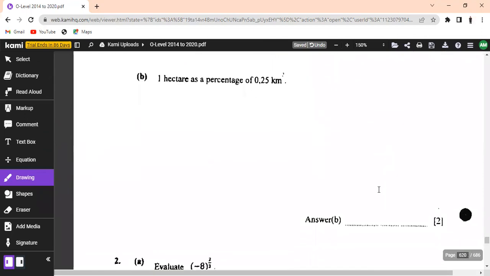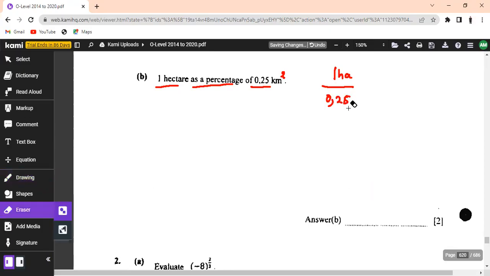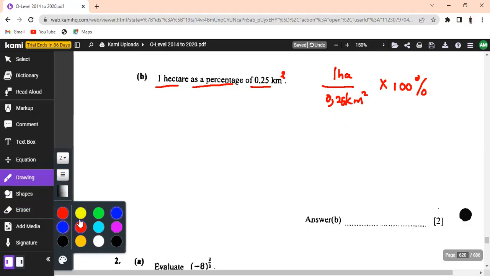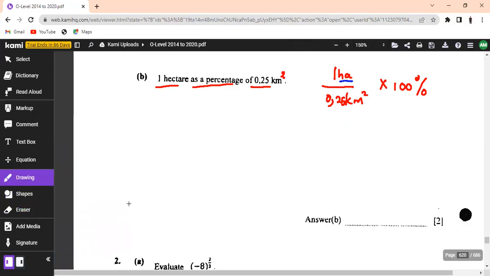And on B, we are given to express 1 hectare as a percentage of 0.25 square kilometers. As a percentage, we are simply saying 1 hectare over 0.25 square kilometers, multiplied by 100%. But as you can see, these units are not the same, so you can't do anything here unless you have the same units. Here you're given a hectare, and these are square kilometers, so we have to convert to the same units.